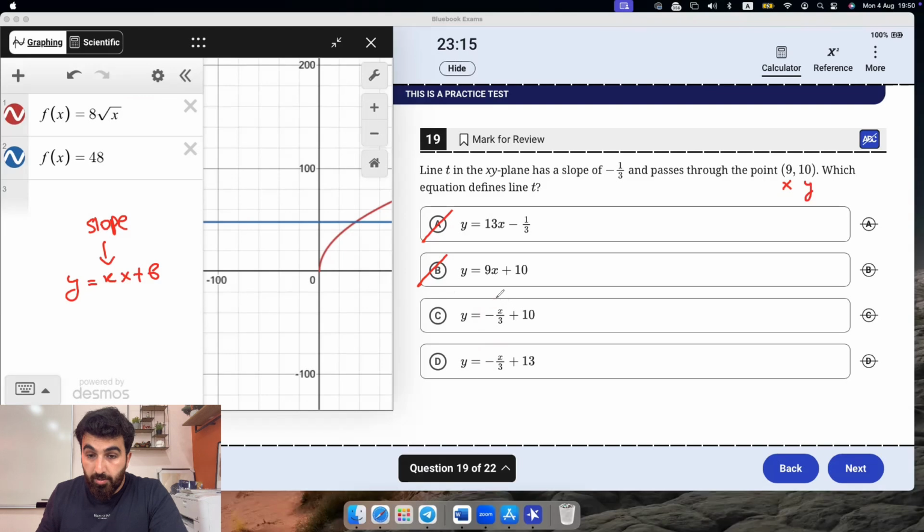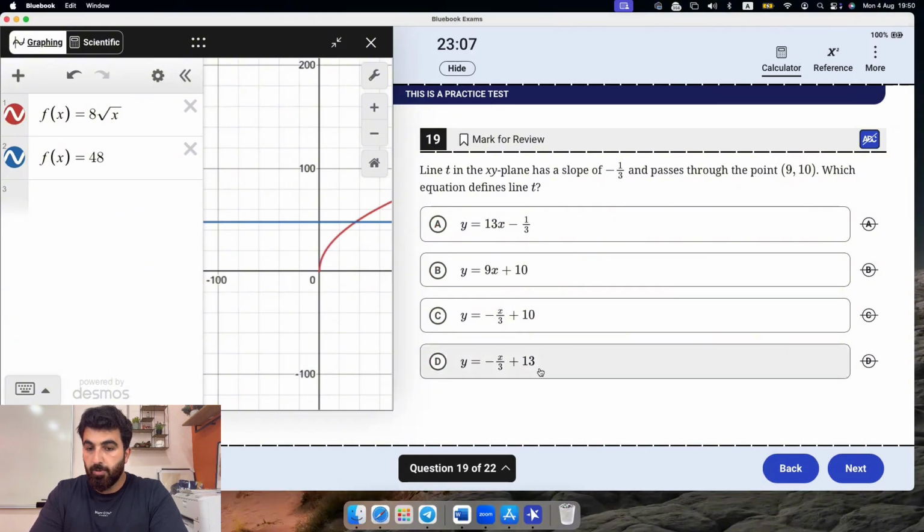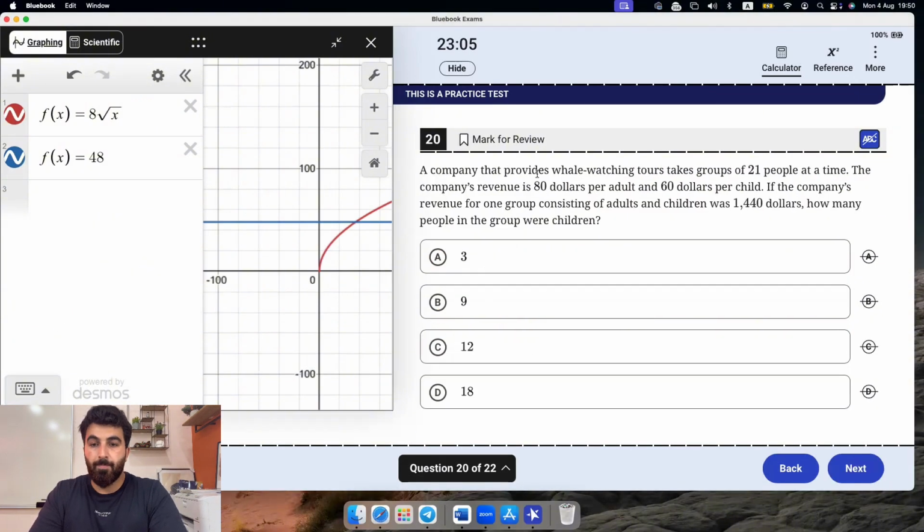Let's see. If x is 9, that will not be equal to 10, but when x is 9, that will be equal to 10. So the case D will be the correct answer. I just substitute the points. Question 20. We got 3 questions left.